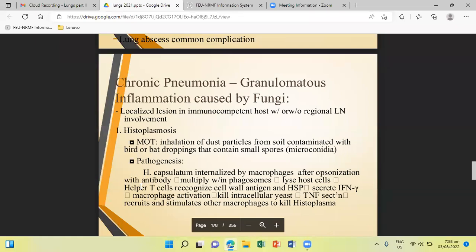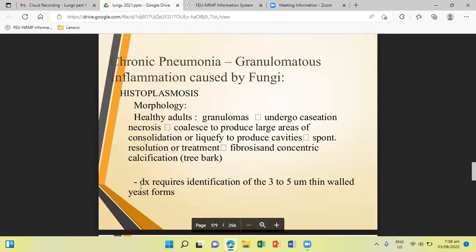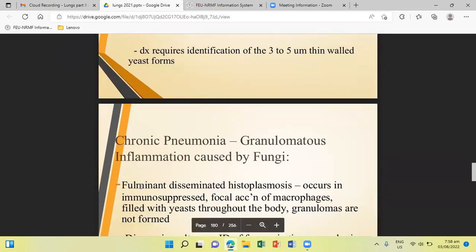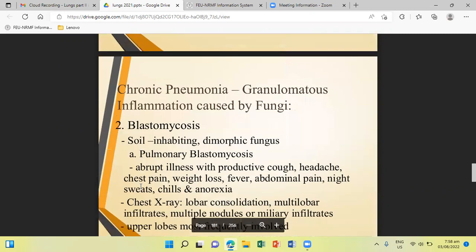Next on the list would be blastomycosis, which is again a dimorphic fungus. Usually, again, you'll have the symptoms of cough and abnormal chest x-ray.